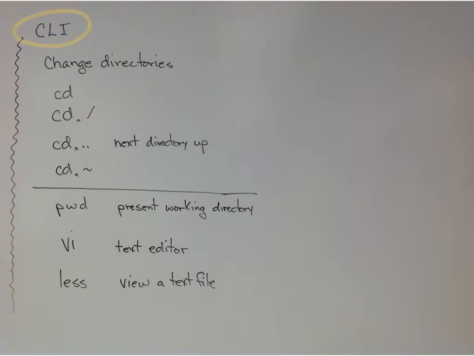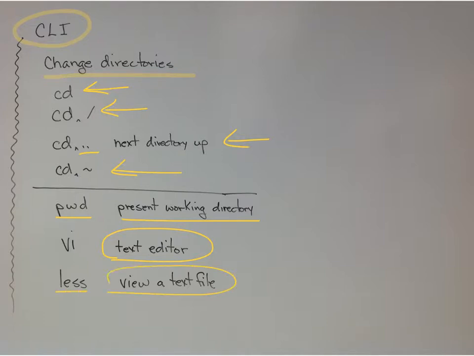interfaces. We talked about changing directories, and so change directory, go to the top of the hierarchy of the root. Two dots, next directory up. This goes to your home directory. This tells you the present working directory. We did a little bit of work with VI editor, but we didn't do too much with that. We used the less command to view a text file.